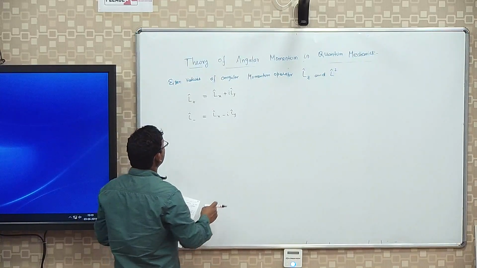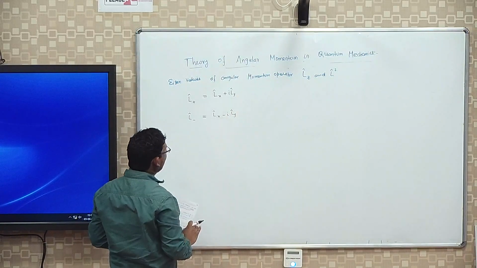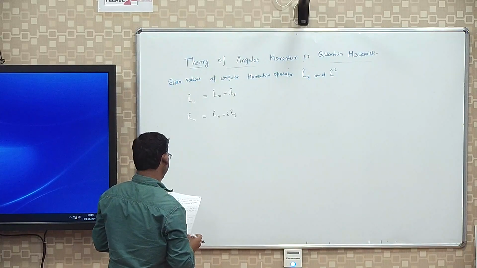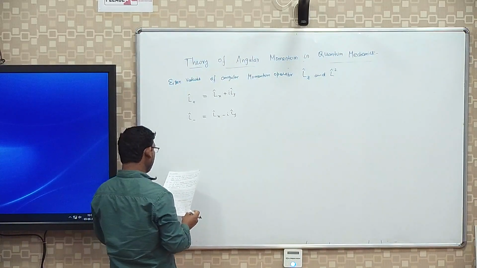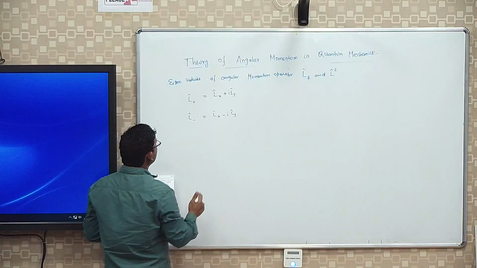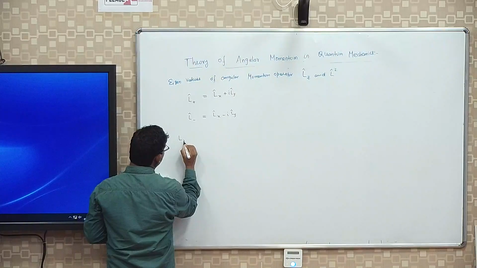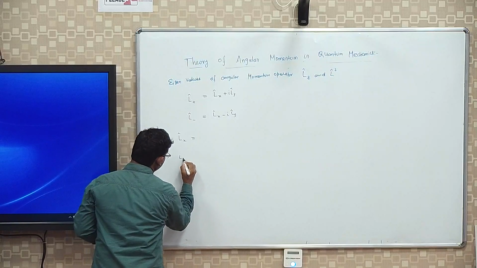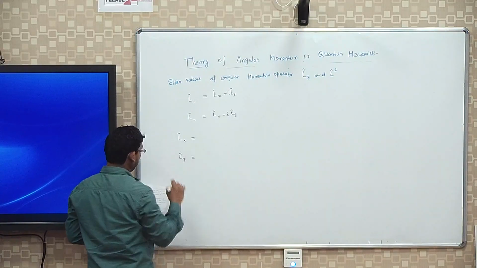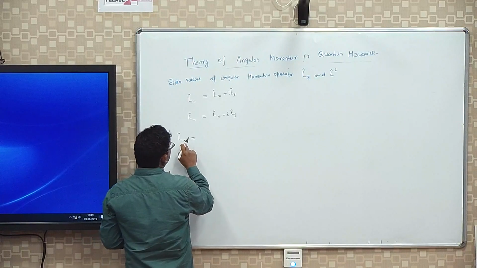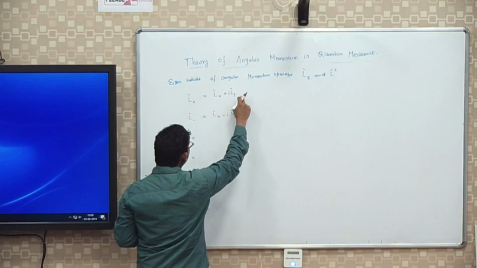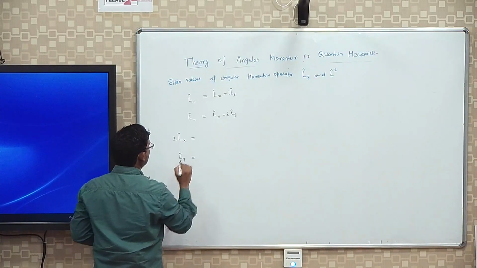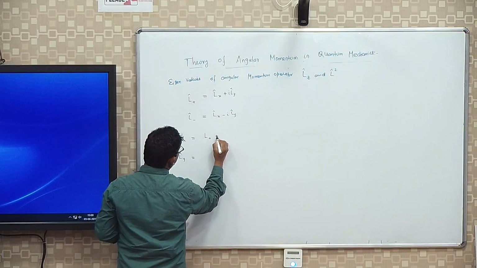Because it's actually raising and lowering the eigenvalues from the normal value of the angular momentum. From this we can manipulate the value of the Hermitian operators Lx and Ly. So Lx is actually here. If we add these two terms, then we will get 2Lx is nothing but L plus plus L minus.